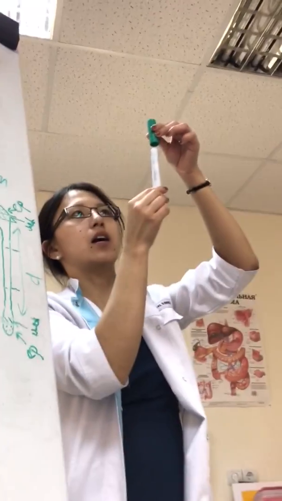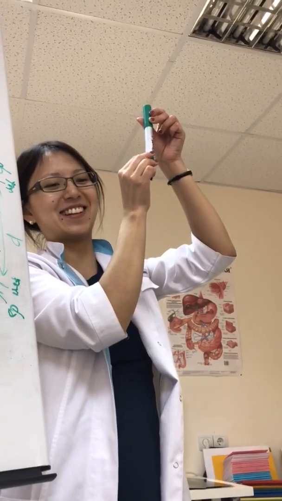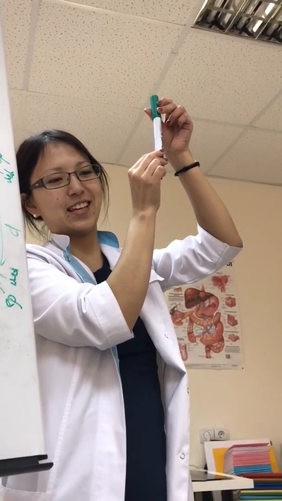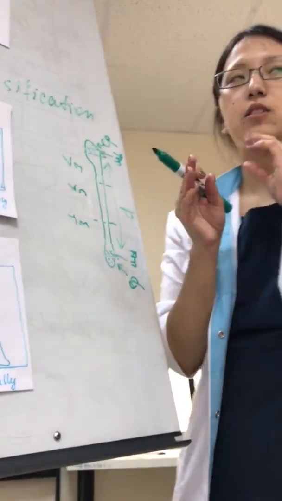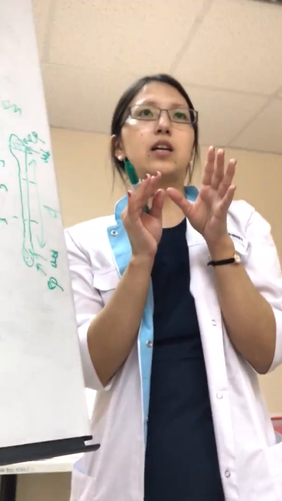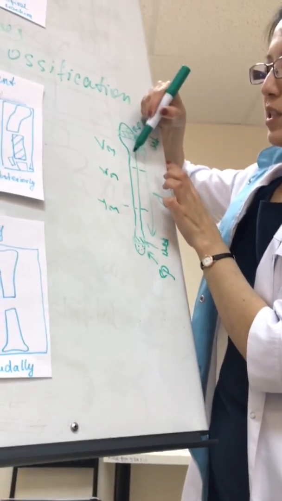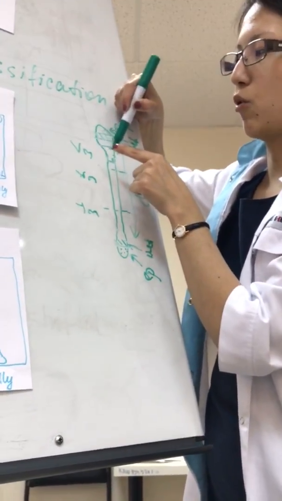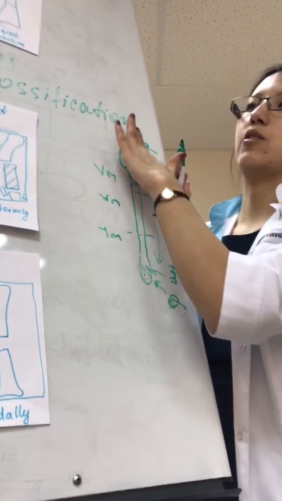If, for example, it is going like this, the displacement is by length with wedging. Do you understand this? I can't translate it. Yes, like this, okay? It can be only in positions where the diameter is not the same. In the metaphysis, yes, because here the diameter, for example, is 1 centimeter. Here it is more than 1, for example, 2. And then this part can go into it, yes.